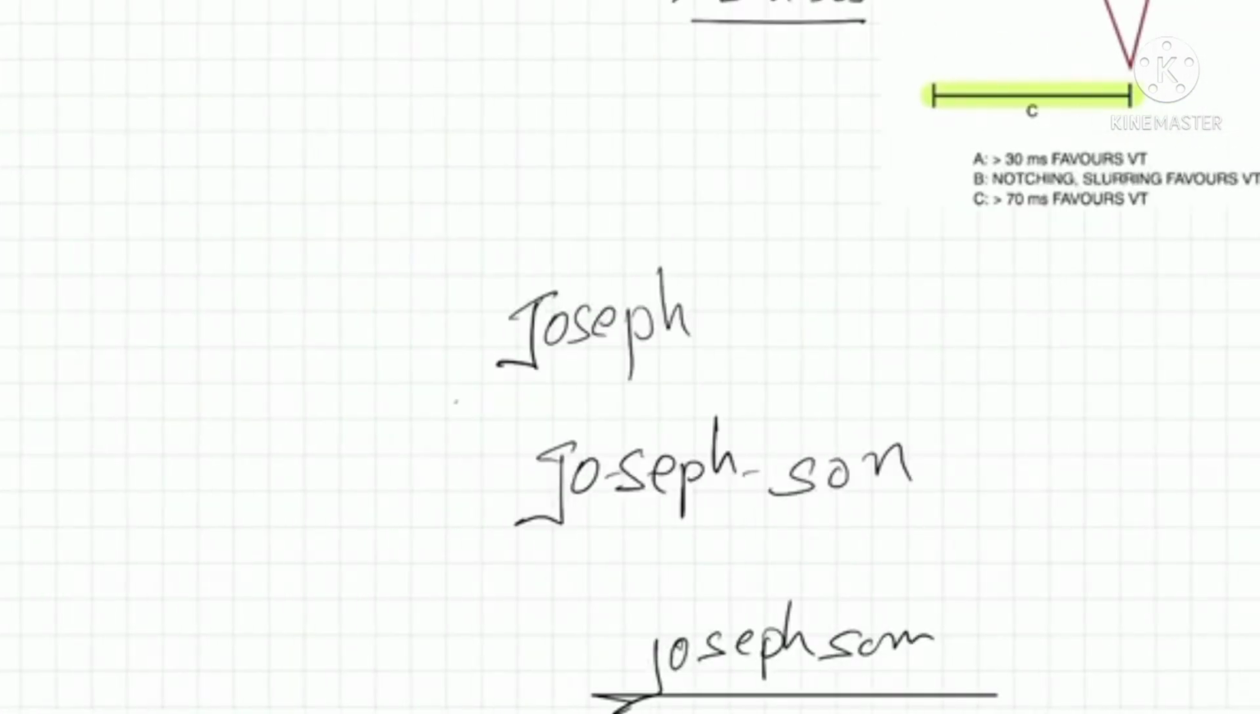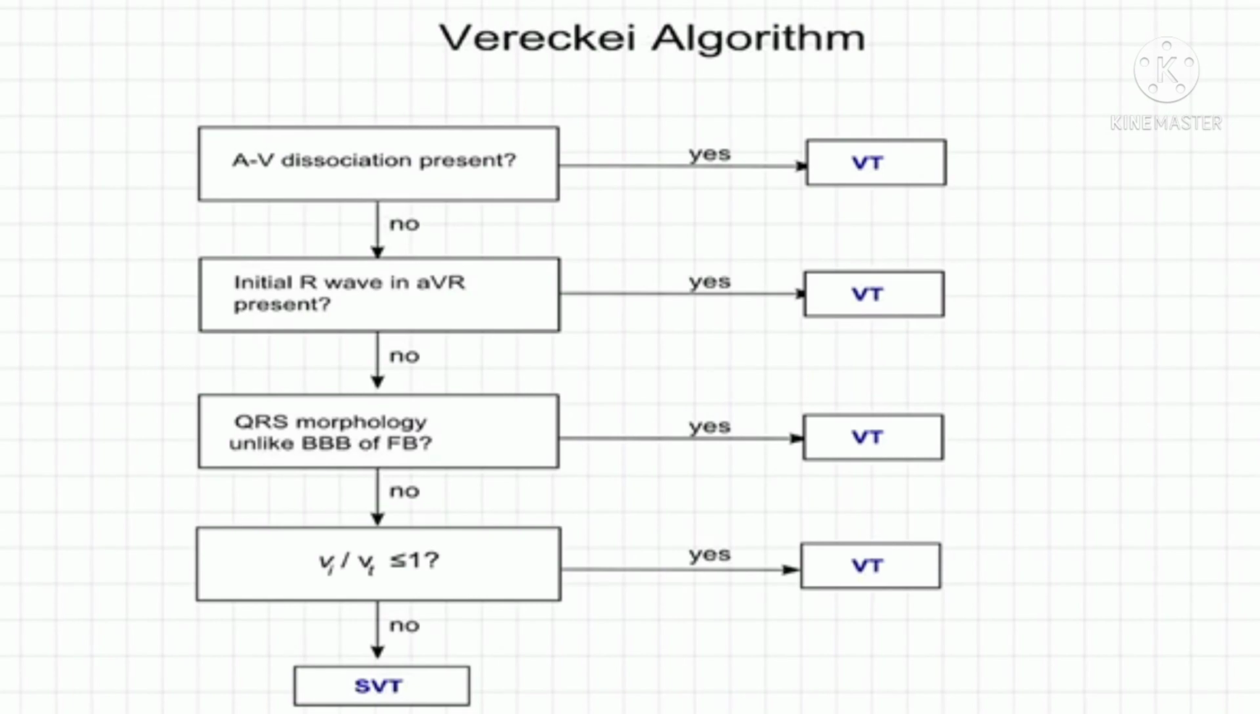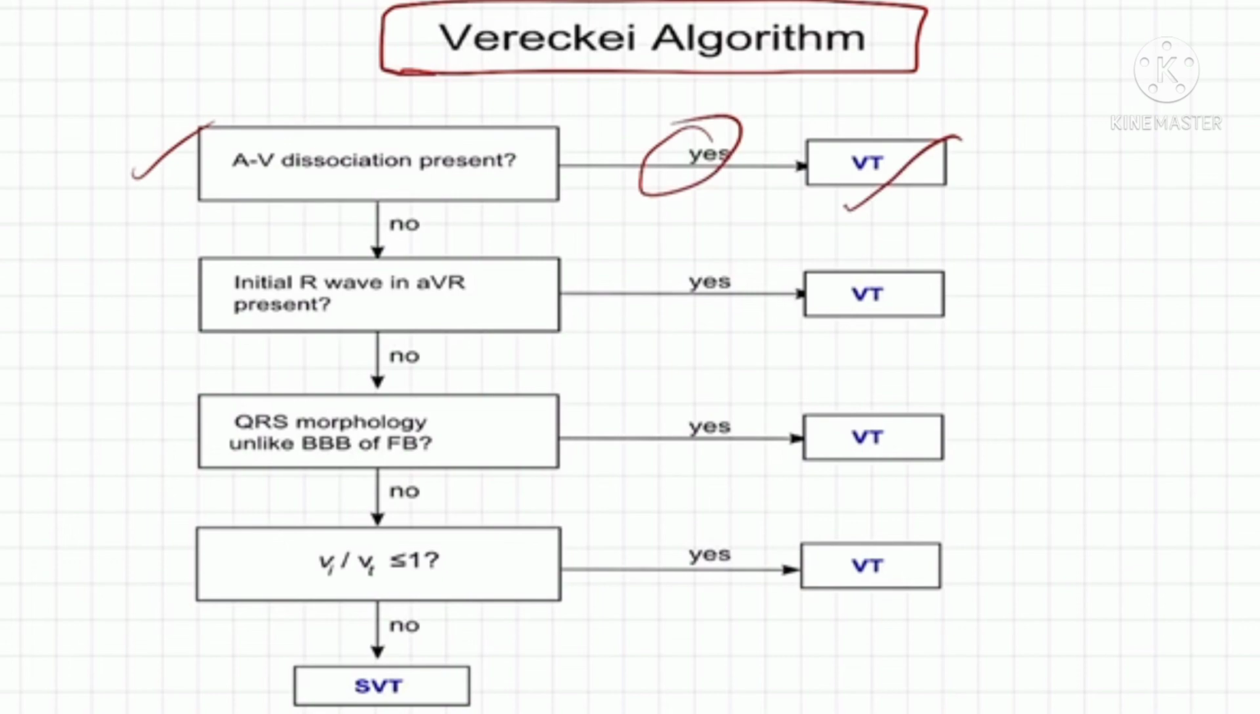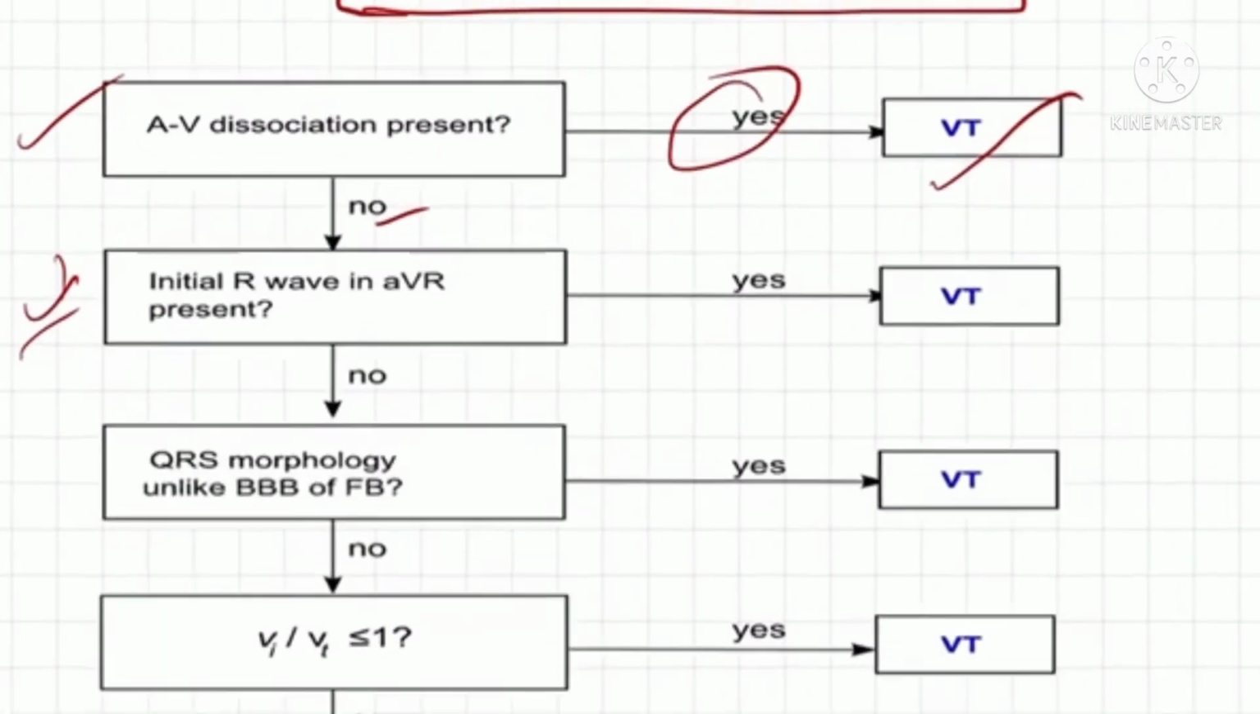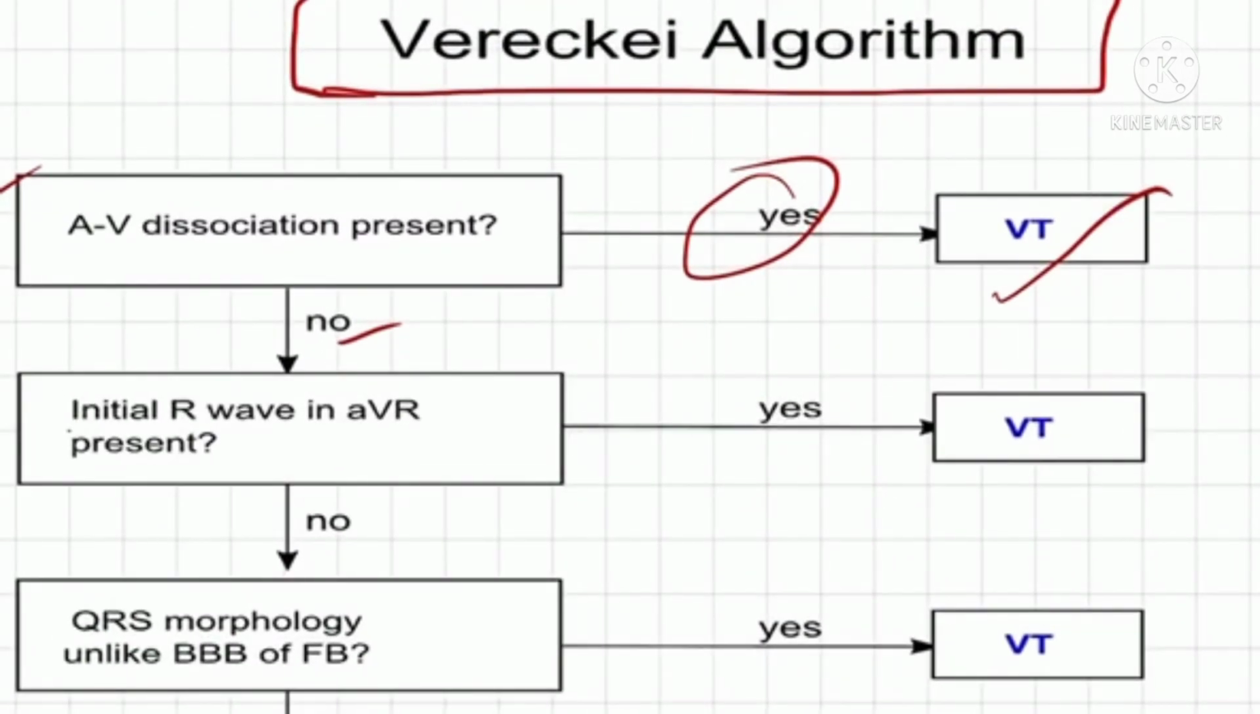And one more criteria for this is the Vereckei algorithm. It is almost same. First we check the AB dissociation. If present, then the VT. If not present, then we see another criteria, it is the initial R wave in the AVR. In the AVR lead, if it is a positive R wave, this is positive. First is a R wave is positive. That is suggested VT.